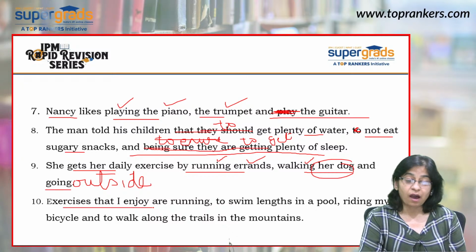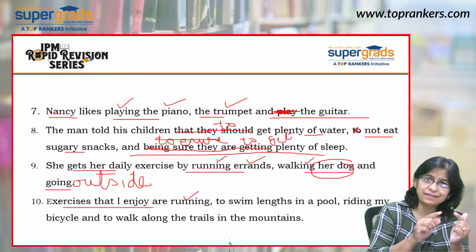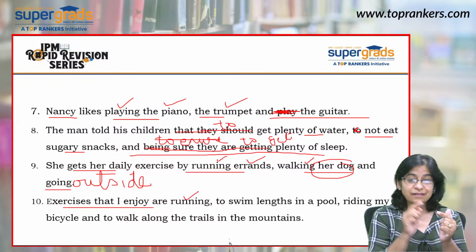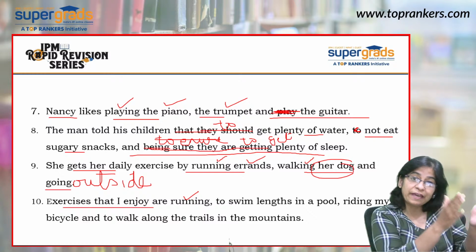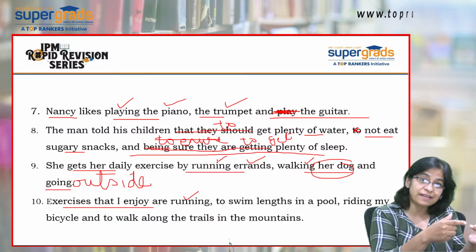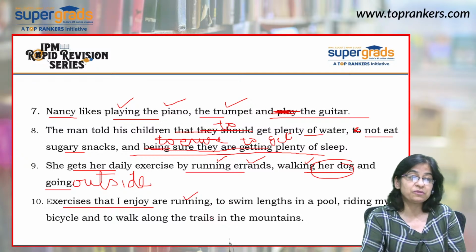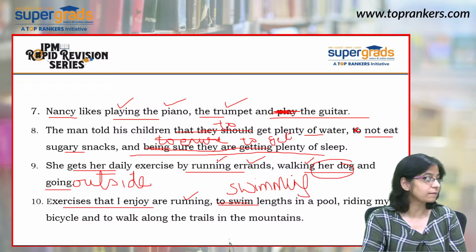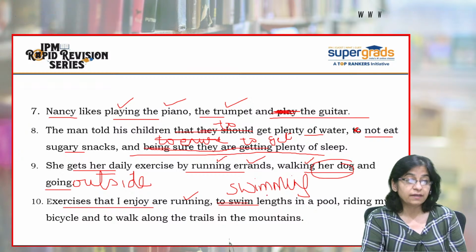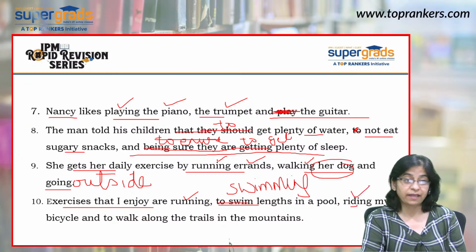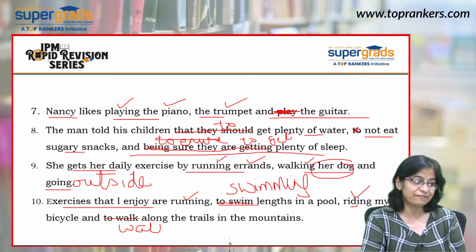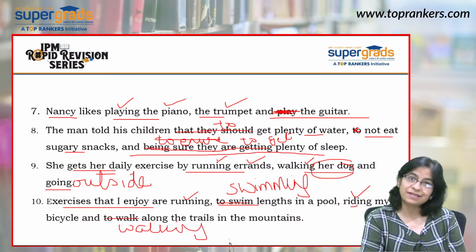Exercises that I enjoy are running. Now, what all exercises do I enjoy? Well, the first one is running. Second, to swim lanes in a pool. If the name of the first activity is running, why would I use to swim lanes in a pool? How about swimming? Yes, that's right. So exercises that I enjoy are running, swimming lanes in a pool. This one is fine. Riding my cycle, and you've already answered that correctly. Very good. Walking along the trails on the mountains.